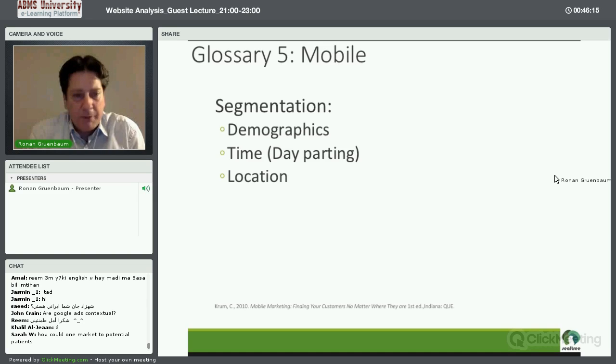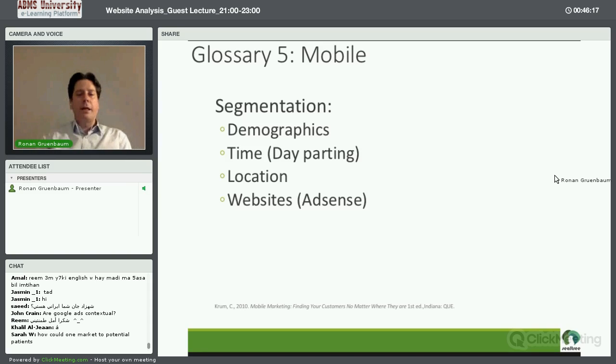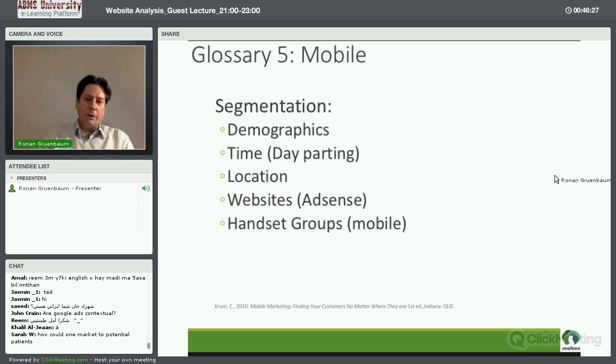You can divide people by their handset groups, so are they Android users, are they Windows users, are they Apple users, etc. And you can make assumptions about that and sell different kinds of products as a result. And it might also be downloading the app for your particular brand, for your website.